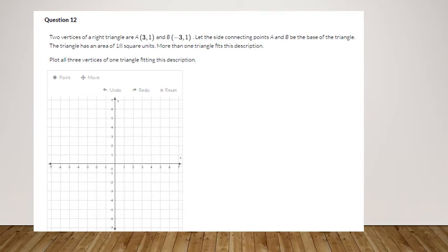Two vertices of a right triangle are at (3, 1) and at (-3, 1). Okay, let the side connecting points A and B be the base of the triangle. That means the bottom. The triangle has an area of 18 units squared.